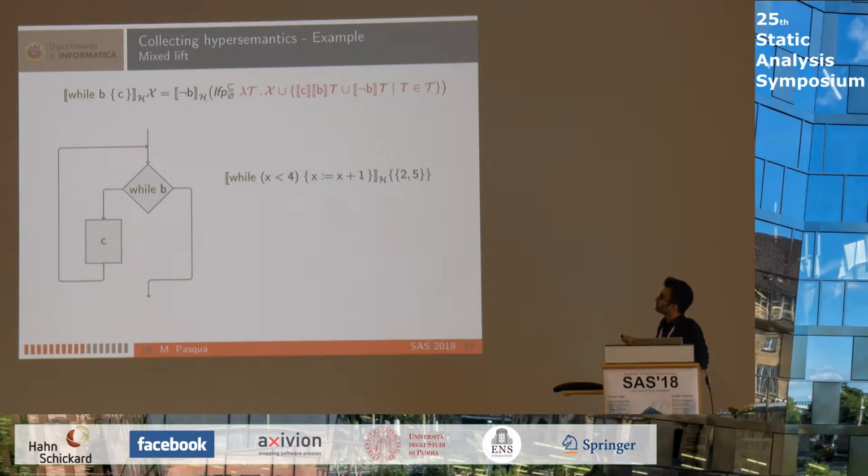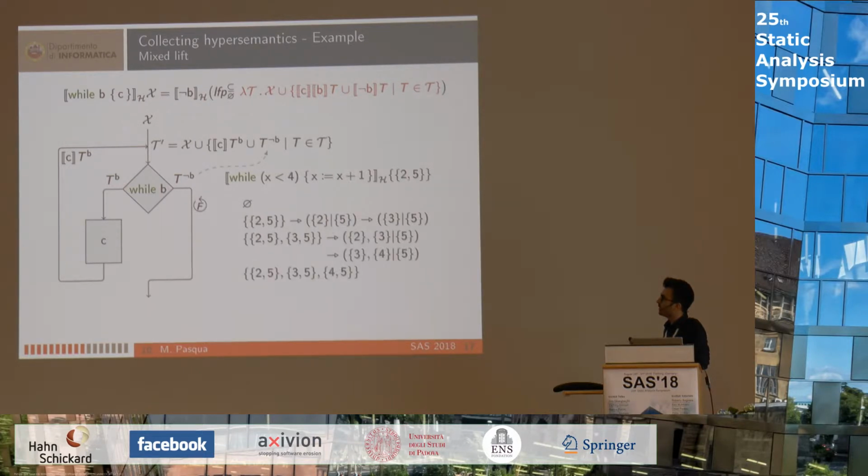For the mixed lift, we can do the same. We start with the set containing the whole input set as before. And at the beginning, we have the empty set. Then we push in the input x, calligraphic x. And then for each set contained in the input set of sets, we apply the classic Boolean guard, so we filter the 2 in this branch and 5 in this other branch. Then we compute the standard collecting semantics on the true branch, and we join the result, obtaining 3 and 5. And we do this process for all sets contained in the set of sets, and then we join with x again, and we repeat until we get a fixed point.